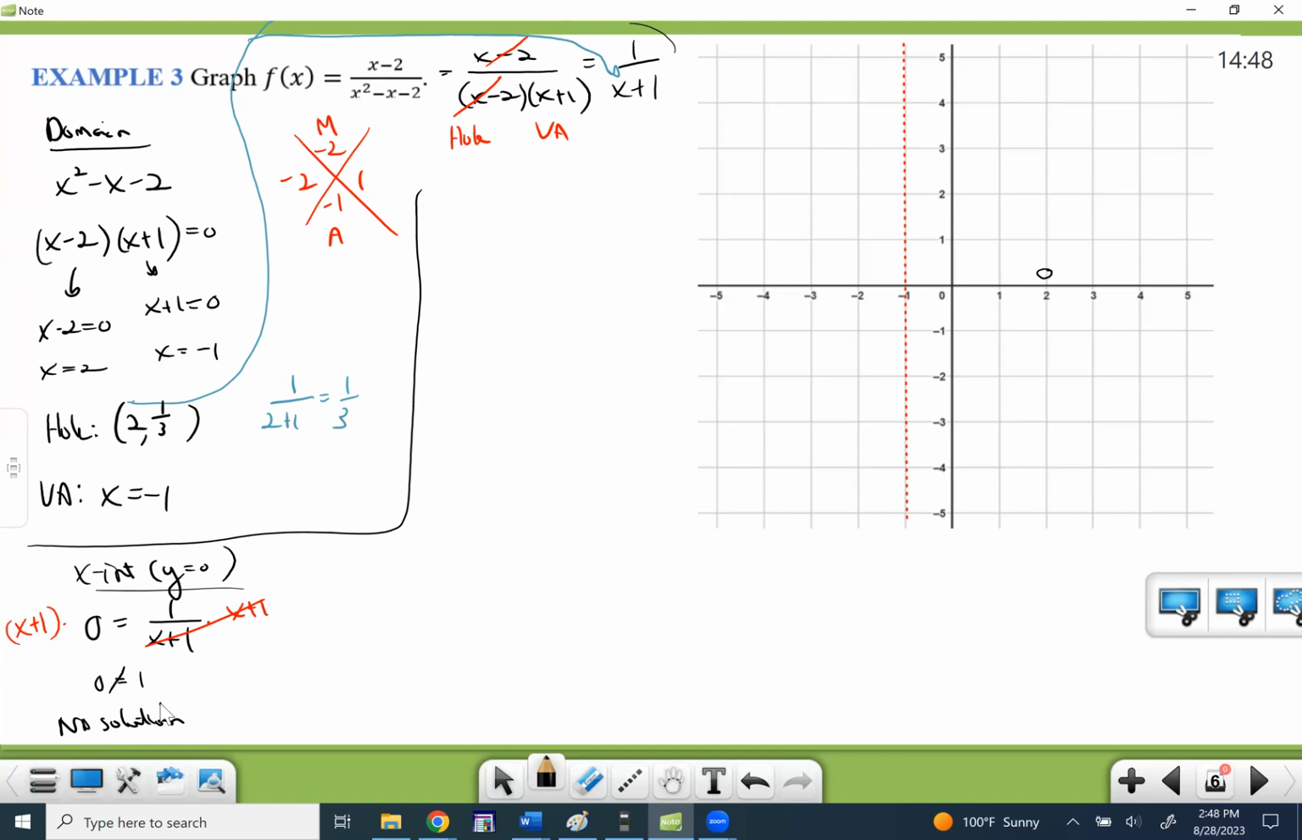So what that means is there's no x-intercepts. All right.